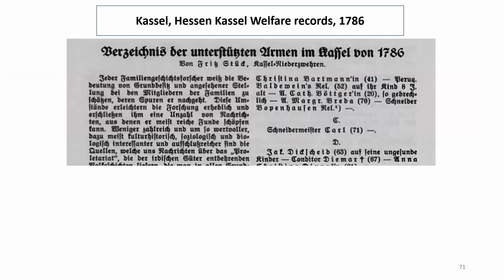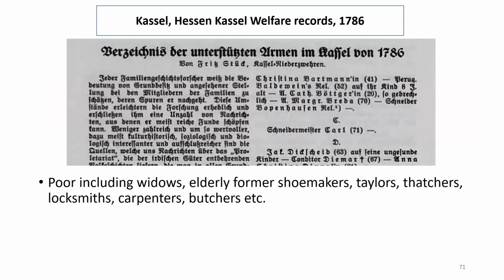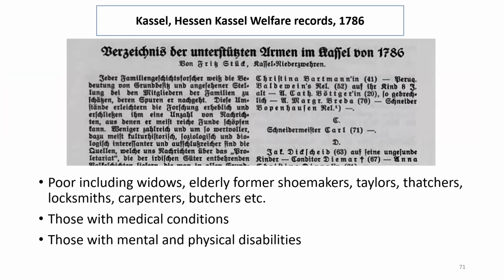This welfare record in Kassel, Germany includes all levels of society, giving names and ages and family relationships. It included the poor, including widows, and elderly former shoemakers, tailors, thatchers, locksmiths, carpenters, butchers, and etc. It included those with medical conditions and those with mental or physical disabilities. And like I say, it gives their ages and shows the family relationships.